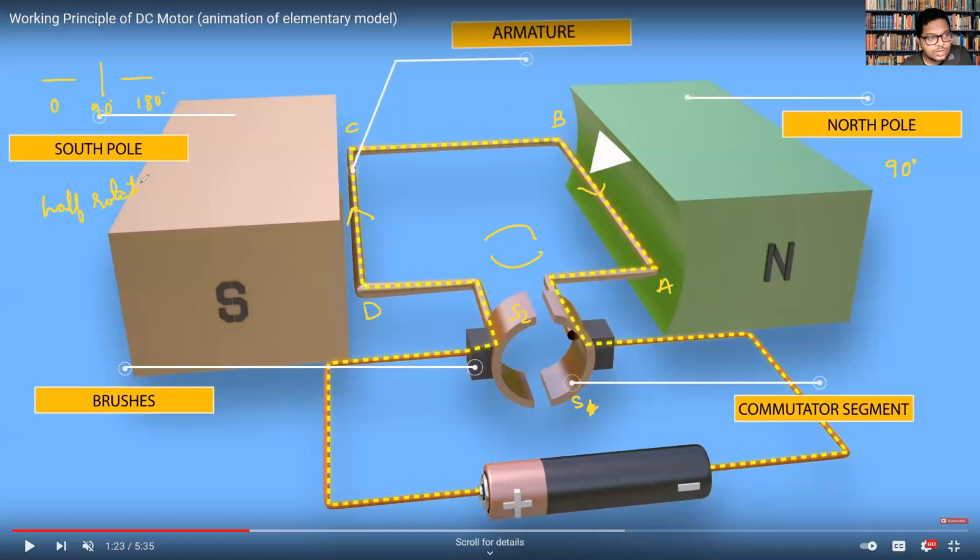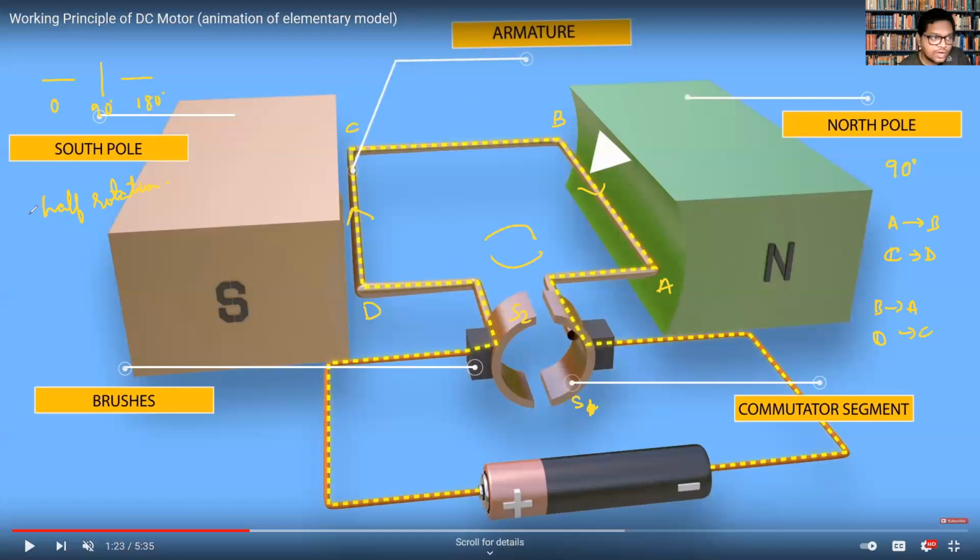It is called as what? Half rotation. So the coil was like this, it turned 90 and it turned 180. Also, another thing which has happened over here is, as I told you earlier, the current was flowing from A to B, C to D. But if you see what is happening now, the current is flowing from B to A, and it is flowing from D to C.